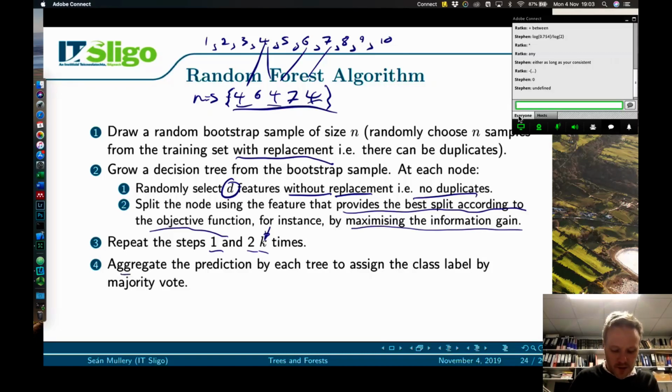And then we aggregate the prediction by each tree to assign the class label by majority vote. So basically, if we've got 10 trees, 5 of them say it's one class, 3 of them say it's another, and 2 say it's another of the classes. Then we're going to go with the majority vote in this particular case.